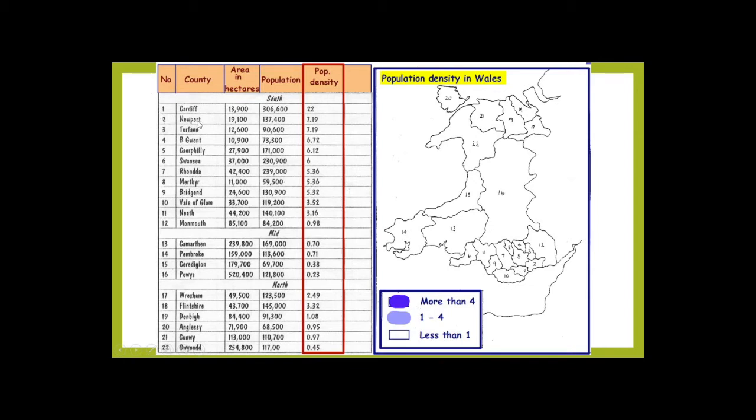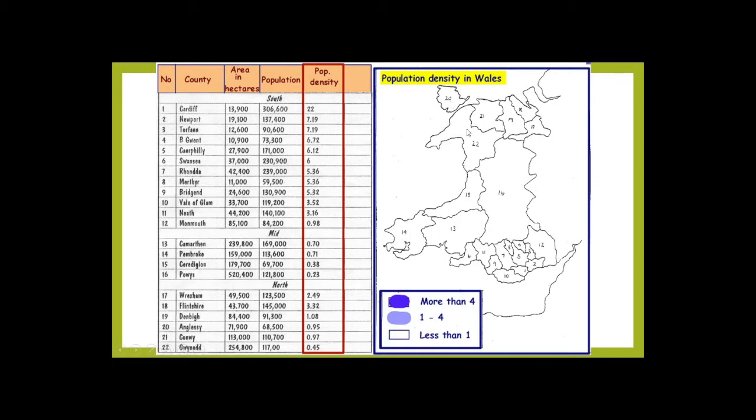Number 2, Newport, 7.19 people per square kilometre. That's still more than 4, so number 2 on my map is going to go dark blue as well. If I skip down to give you an example to Neath, number 11, Neath has 3.16 people per square kilometre. So that is between 1 and 4. So I would colour number 11 medium blue. All the way down, say with number 20, Anglesey, that's less than 1 person per square kilometre. So I'd leave Anglesey white.